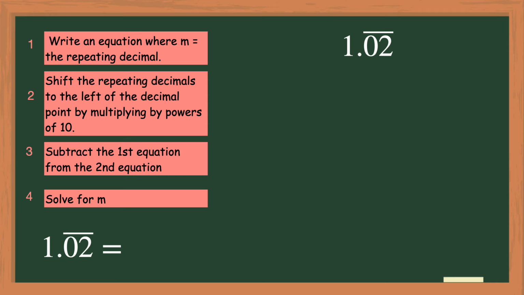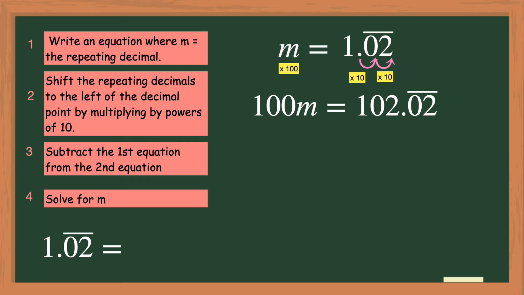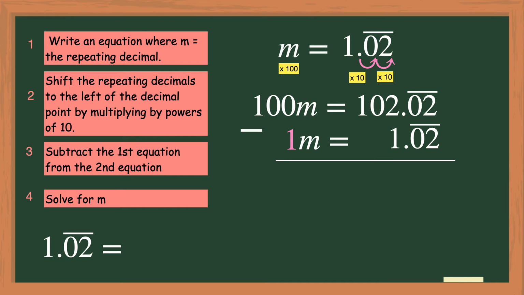Step 1. Write the equation m equals 1.02 repeating. Step 2. Shift the 2 repeating decimals to the left by multiplying each side by 100 to get this equation of 100m equals 102.02 repeating. Step number 3. Subtract the first equation from the second equation, resulting in 99m equals 101.